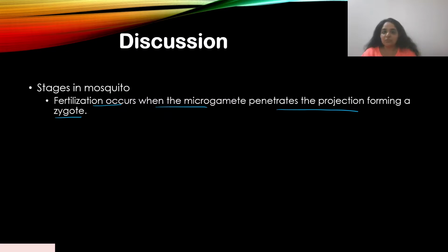When the mosquito takes a blood meal from you, she will suck in the blood, right? So now the gametes have entered her system, where the microgametes form 8 thread-like structures, and the macrogametes don't perform any exflagellation. In fact, a projection-like structure appears, and there'll be penetration of the microgamete into the female gamete, the macrogamete, resulting in fertilization.